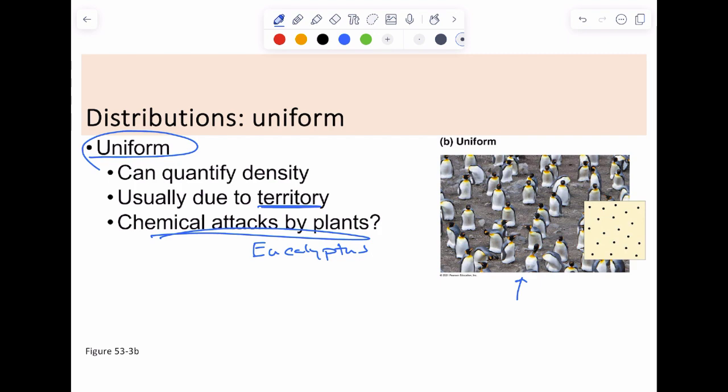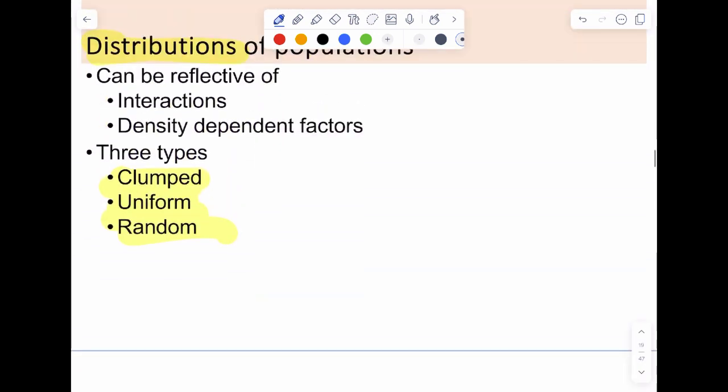Which one are we? Clumped, uniform, or random? Which are we for humans? We're uniform.